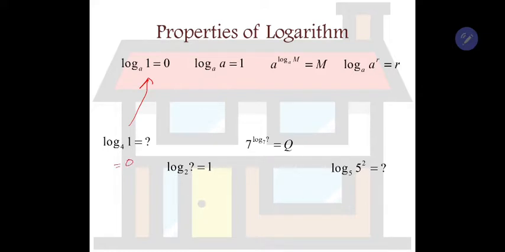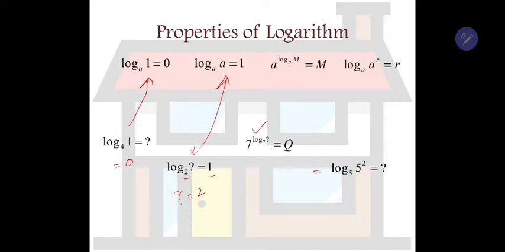For the second question, you can use the second property. We know the log base 2 of an unknown number equals 1, and that can only happen if the base and the unknown number are the same. Because the answer is 1, the unknown number should be 2. So the unknown number here is 2. I will leave this one for you.